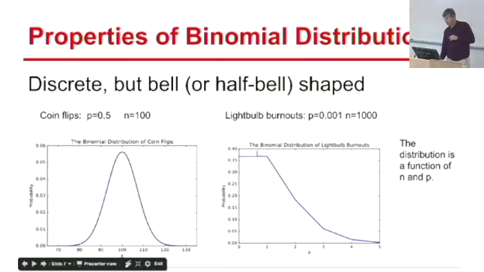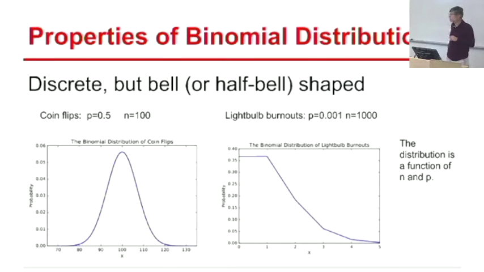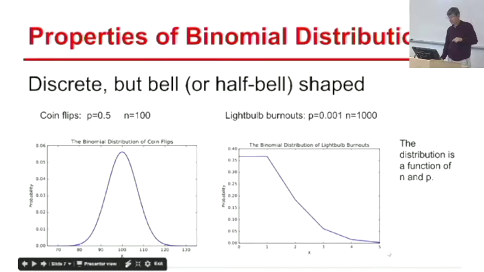Why is this distribution not bell-shaped, if it's a binomial distribution? Why is it that if I flip 1,000 bulbs, I don't get a bell shape here? What is the x-axis? In this, the x-axis is the number of burnouts. The y-axis is the probability that I had that many burnouts if I did this experiment 1,000 times. For this curve to be symmetrical, it would have to go to the negative x-axis.